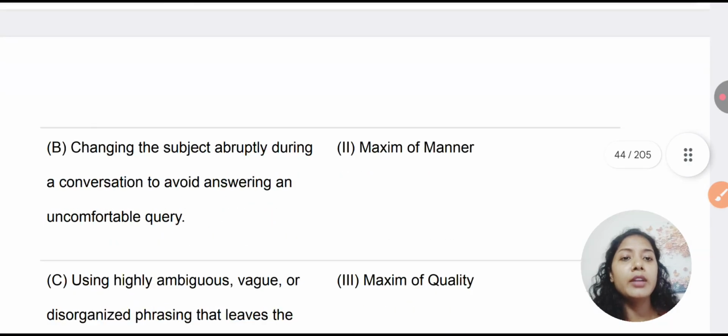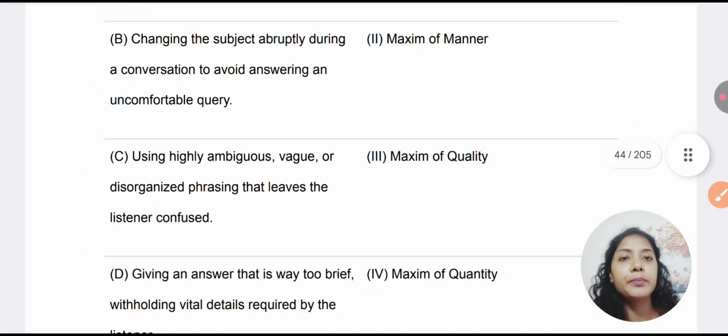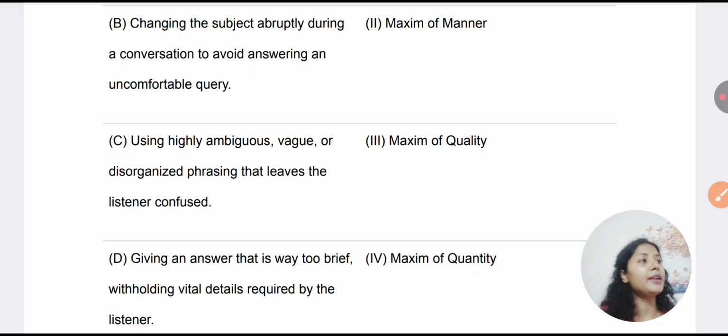Read this first, and where are the rest three? Maxim of manner, quality, QQRM: quality, quantity, relation, and manner. So try to match quickly.